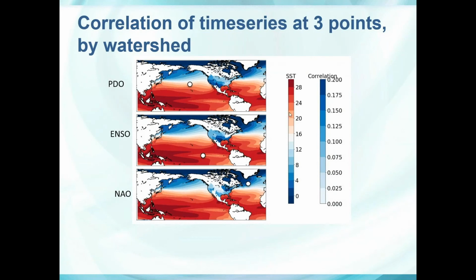So what this tells us is that the Pacific Decadal Oscillation and ENSO primarily affect watersheds in the south and in the southwest. The exact locations vary a little bit depending on which one we're looking at. While the North Atlantic Oscillation is primarily affecting the Midwest and the South and the East as well a little bit. So none of this is really that surprising, and it's a good ground truthing visual to make sure that we're on the right track.